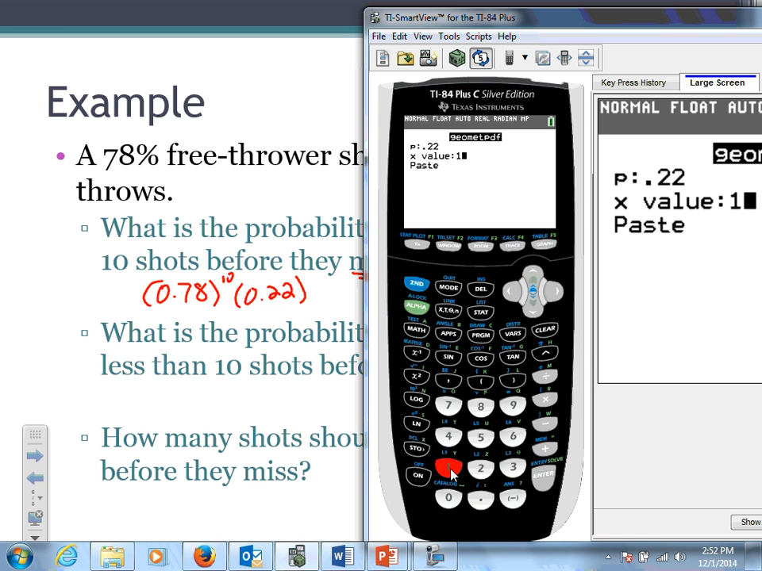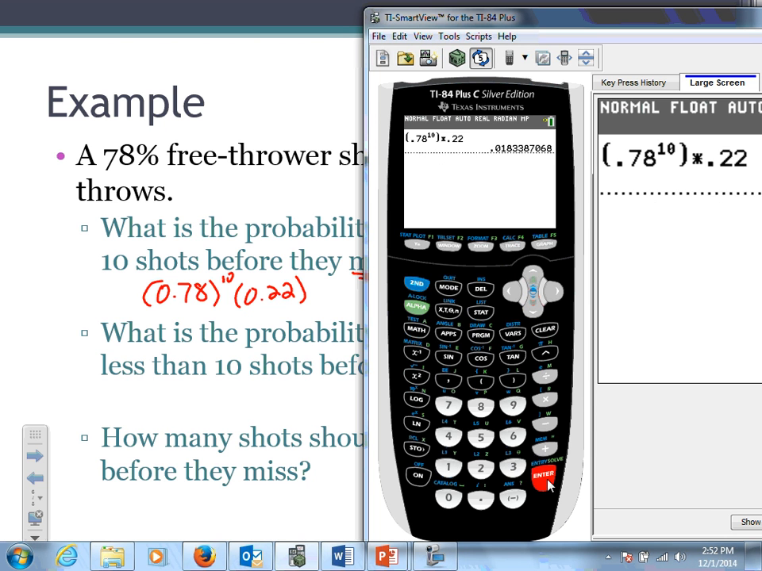My x value would be 11. I want that miss to occur on the 11th shot. So I hit paste, and you can see we come up with the exact same probability. So whether you want to treat it as a multiplication rule or you want to use the geometric PDF in your graphing calculator, you can see that either way it works out to give us the same answer.